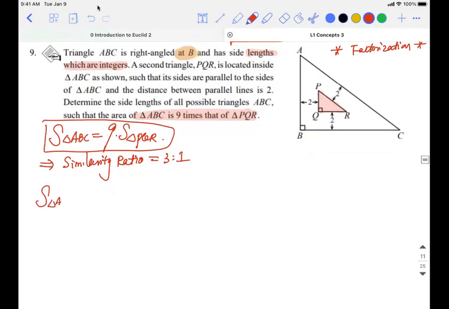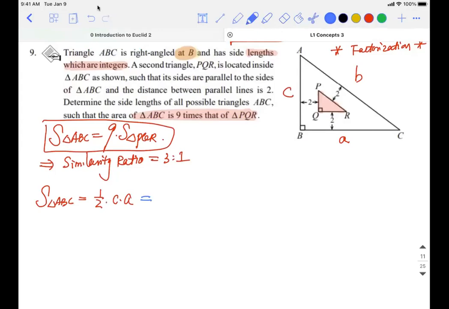Area of triangle ABC. What is my area of triangle ABC? Let me give names. Maybe this is C, this is A, this is B, right? So it will be 1/2 A times C. That's it. This is from the big triangle's calculation perspective. And how can I do that for the small triangle? I want to get the small triangle involved because you are telling me there's a 9 times difference, right? So what I can do is maybe something like this.